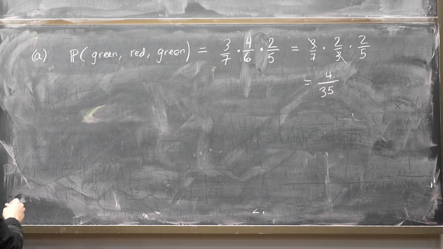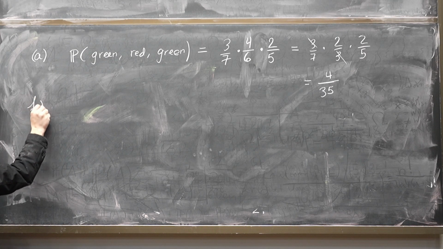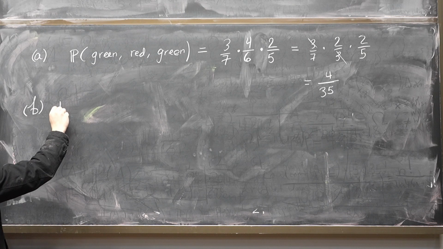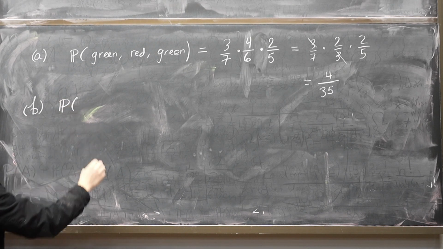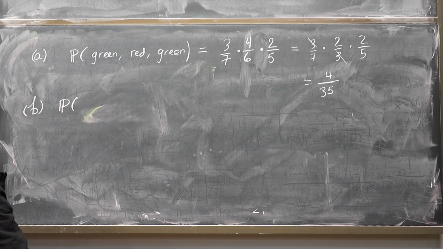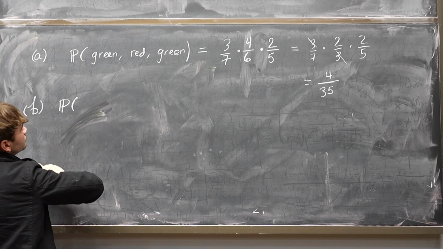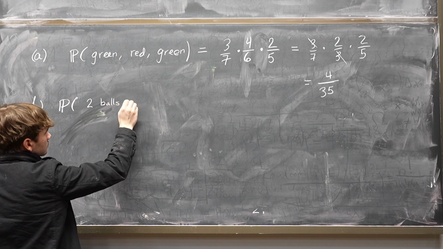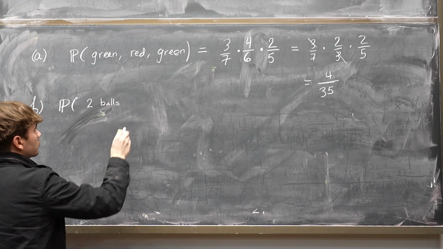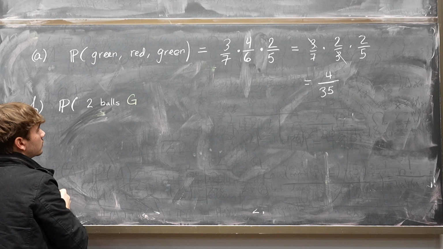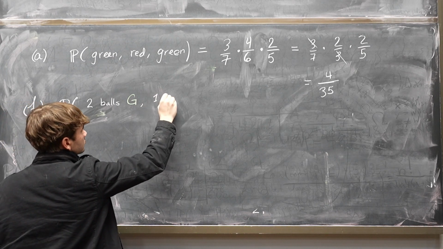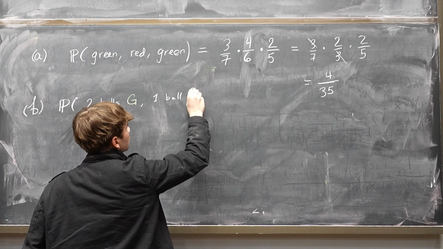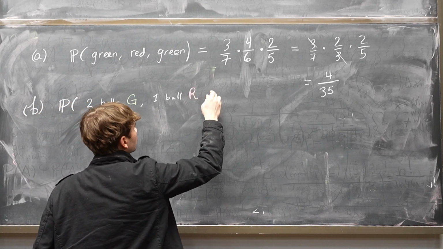Okay, now let's look at part B. So part B asks us to find the probability that 2 balls are green, and 1 ball is red. Okay.